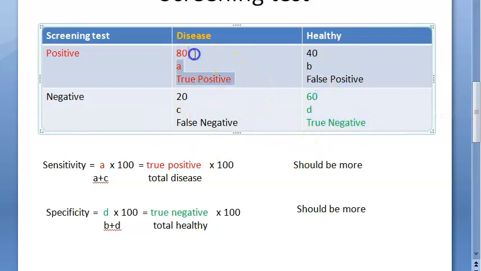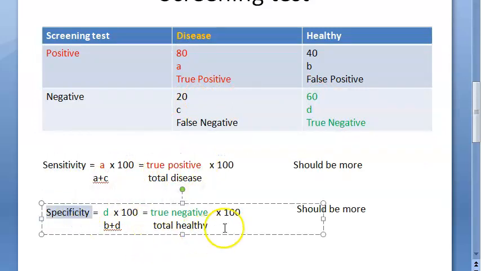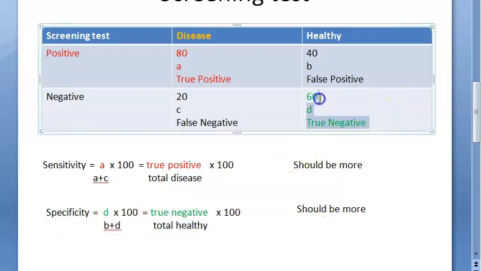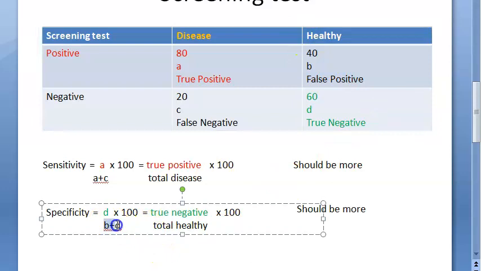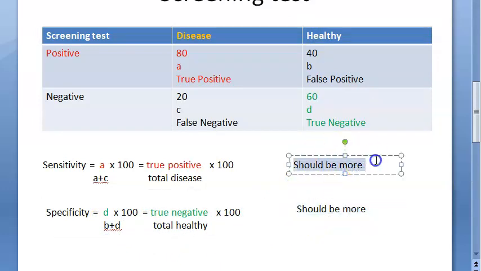Remember, you want true positives and true negatives to be absolutely high, right? So sensitivity is a measure of true positivity, and specificity is a measure of true negativity. True negativity means true negative out of total healthy. So true negative out of total healthy, that is D divided by B plus D, will give you specificity. So you want specificity also to be high.